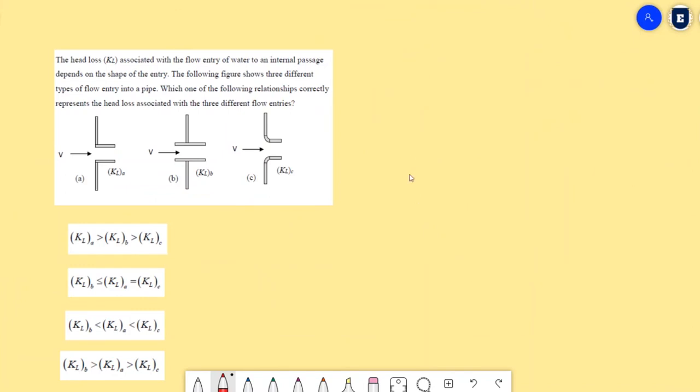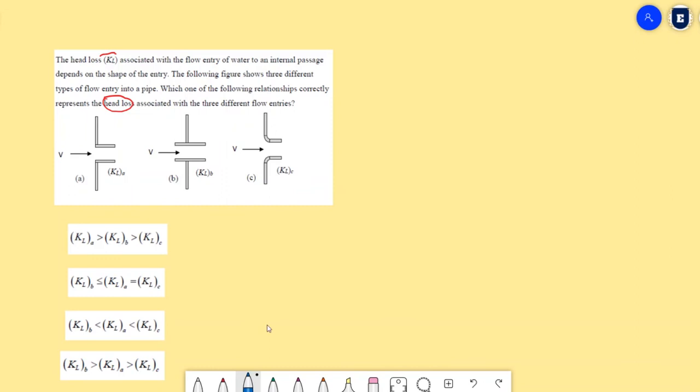Here they're asking: the head loss scale associated with flow entry of water into an internal passage depends on the shape of the entry. The following figure shows three different types of flow entry into a pipe. Which one of the following relationships correctly represents the head loss associated with the three different flow entries?